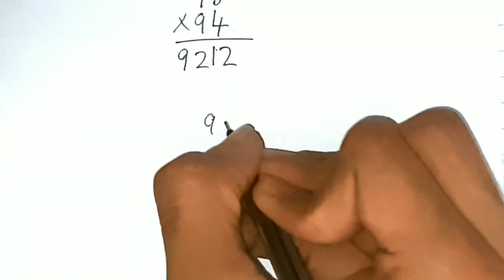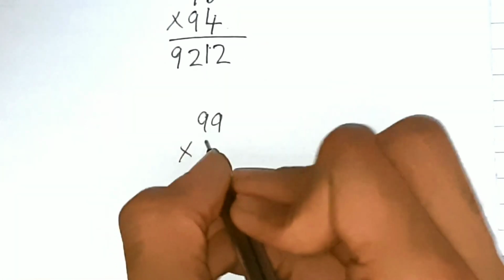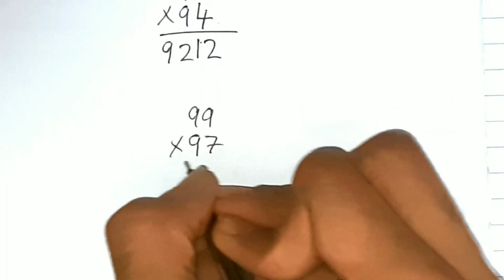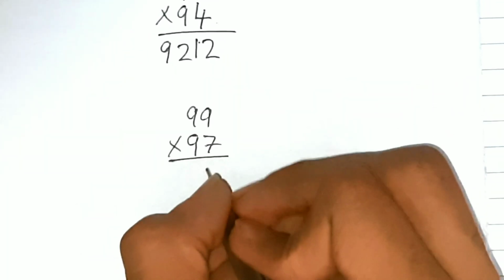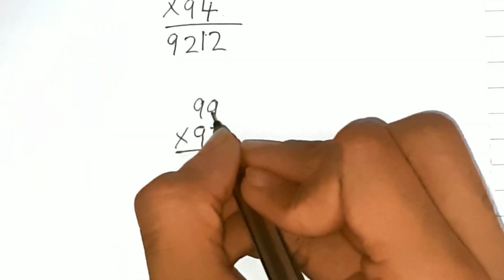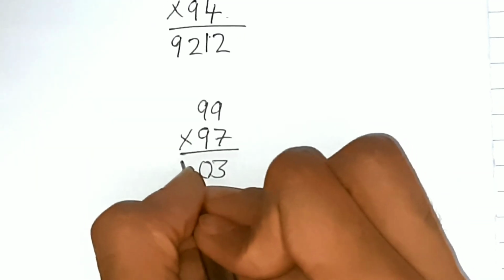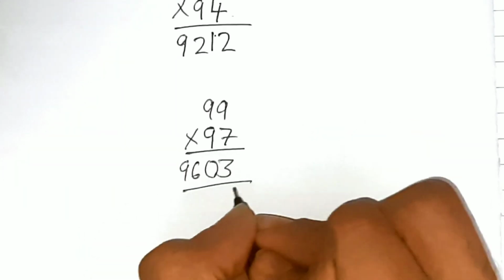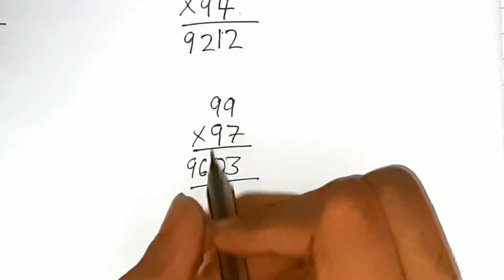Let's try one more. 99 into 97. That was 1 into 3. We'll get 3. We'll add 0. Now we'll subtract 3 from 99, or we'll subtract 1 from 97. 96 is our answer. So 9603.